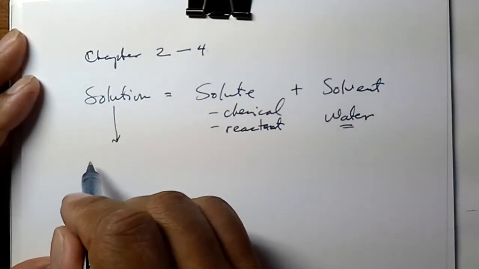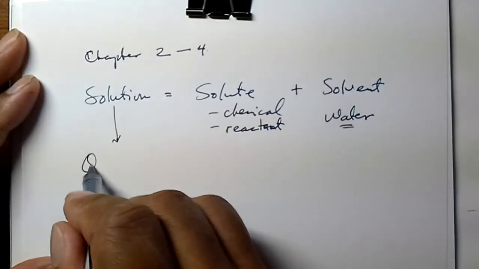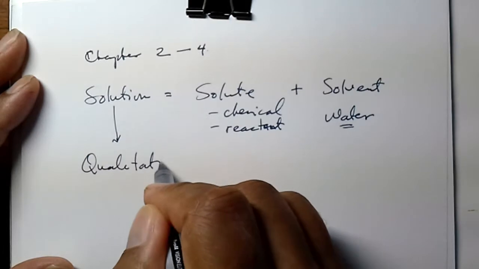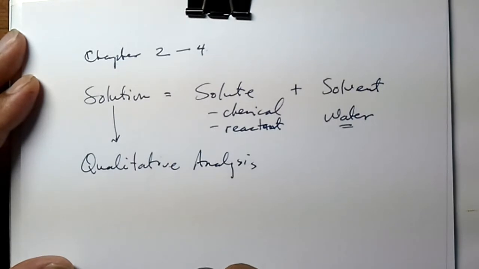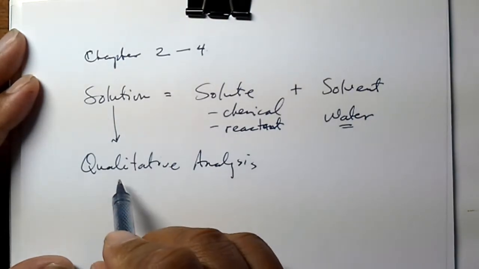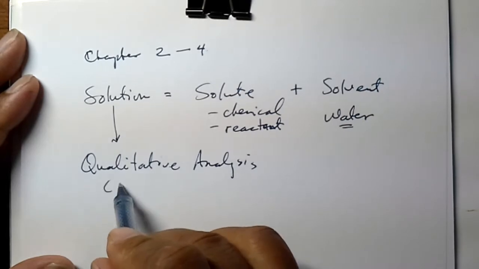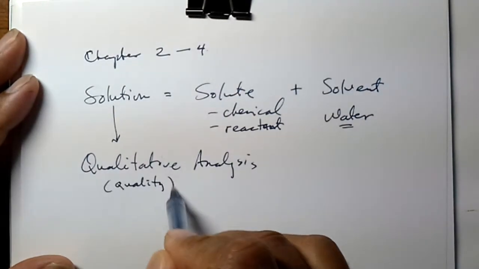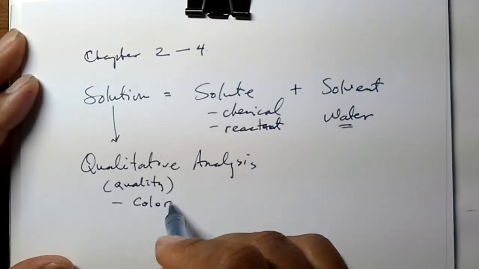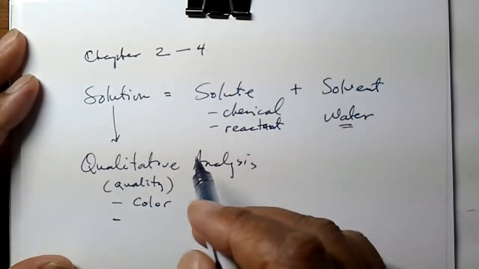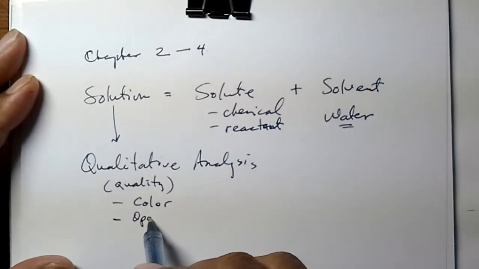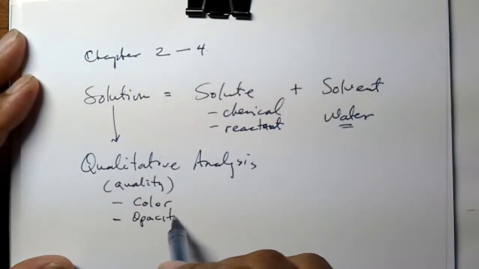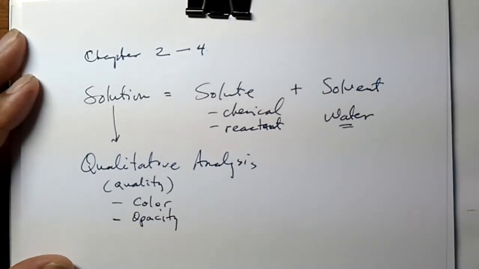But initially, we do a qualitative analysis of a solution. And what does that mean? Well, that means we just are looking at the quality of the solution. That could be color. That could be opaqueness, opacity. I think that's a word.